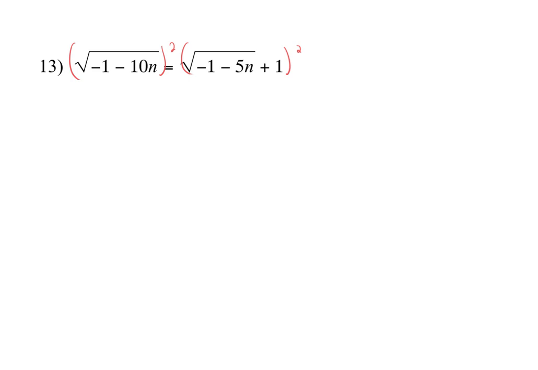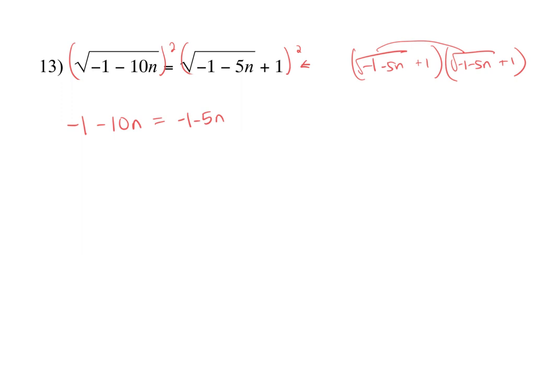Square a radical or square root, you just get what's inside. This one you have to FOIL, okay? So you are multiplying negative square root of 1 minus 5n plus 1 times the square root of -1 minus 5n plus 1. You are squaring it, okay? So you FOIL. When you multiply a root by itself, you just get what's inside. So you're going to get that -1 minus 5n when I multiply this right here.